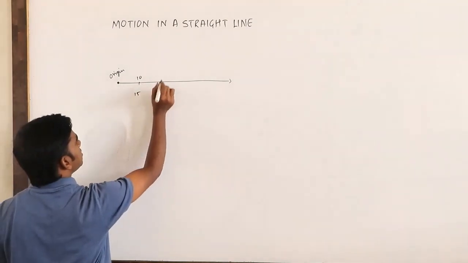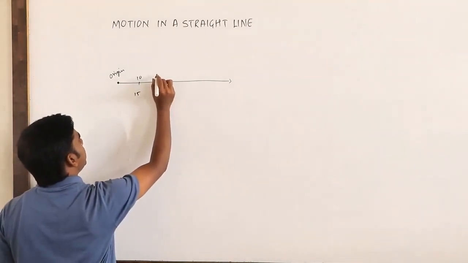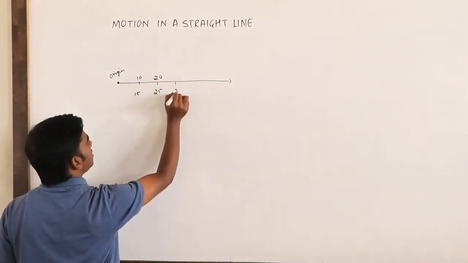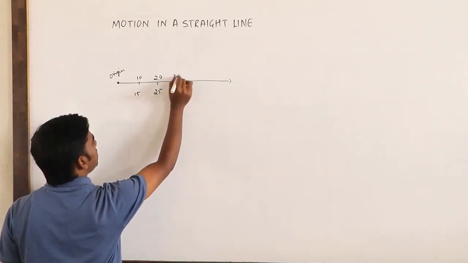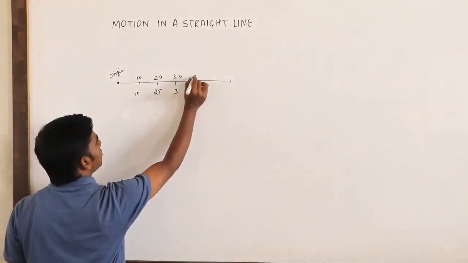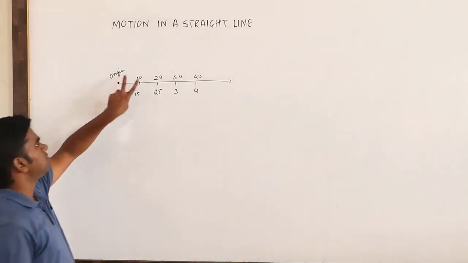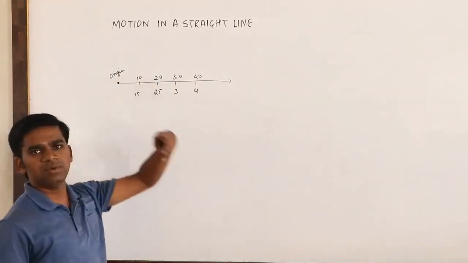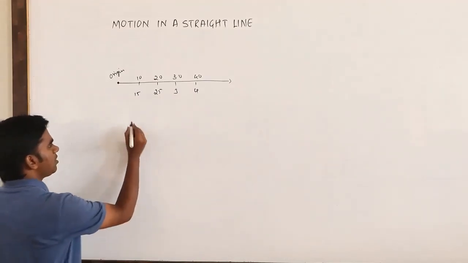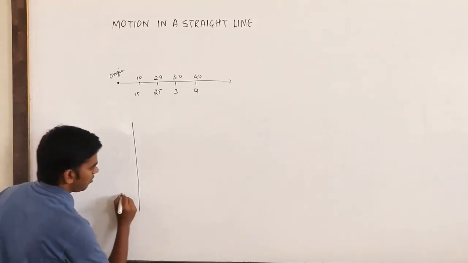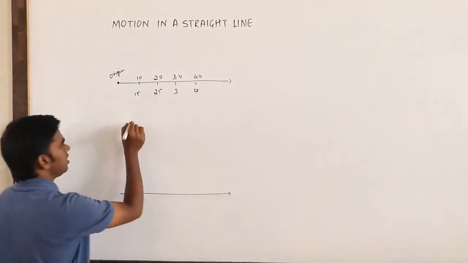After 2 seconds it will travel, say, 20. After 3 seconds it will travel 30. After 4 seconds it will travel 40. So these are the positions, meaning distances from the origin. Okay, if I plot this in the graph, obviously we plotted this in the last class.